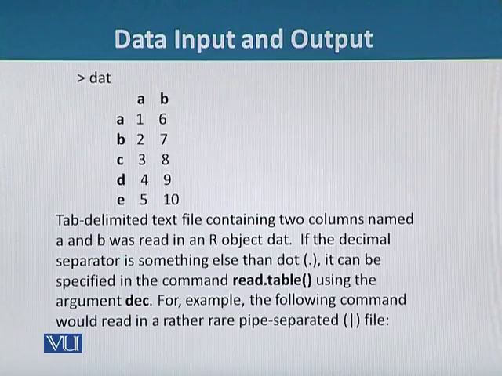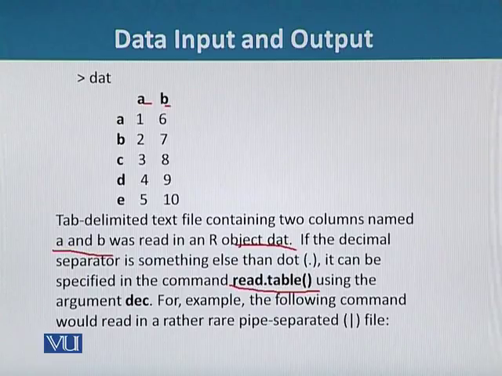So this data is in the form of two rows, and it is also tab delimited text, and tab delimited text means that we are using the tab to separate the columns. And this tabular file contains two columns named A and B and was read into the R object DAT. If the decimal separator is something other than dot, it can be specified in the command read.table, because in the previous command we haven't used any such argument since the delimiter is the dot.